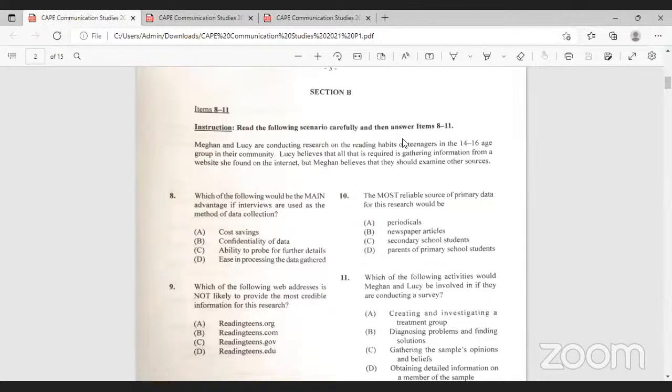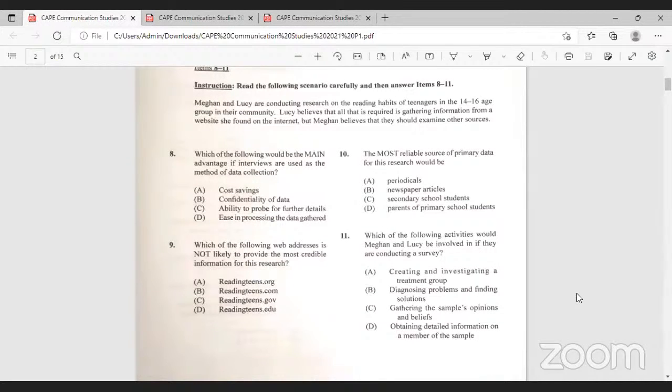10, the most reliable source of primary data for this research would be what? Periodicals, newspaper articles, secondary school students, or parents of primary school students. Remember, you're conducting research on the reading habits of teenagers in the community, age 14 to 16. So the answer is C. Right. Who is saying C?